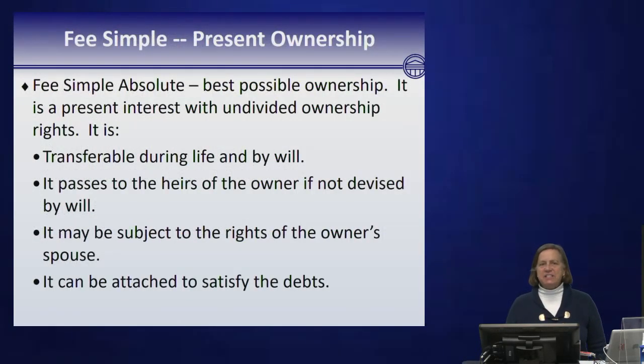The best possible present ownership interest in real property is called a fee simple absolute. It's a present ownership with undivided rights. It is transferable during your life and by your will. It passes to your heirs if the owner does not specifically devise it by a will. It can be subject to the rights of the owner's spouse. It can be attached to satisfy debts. That's the type of ownership that is the best possible present ownership of property.